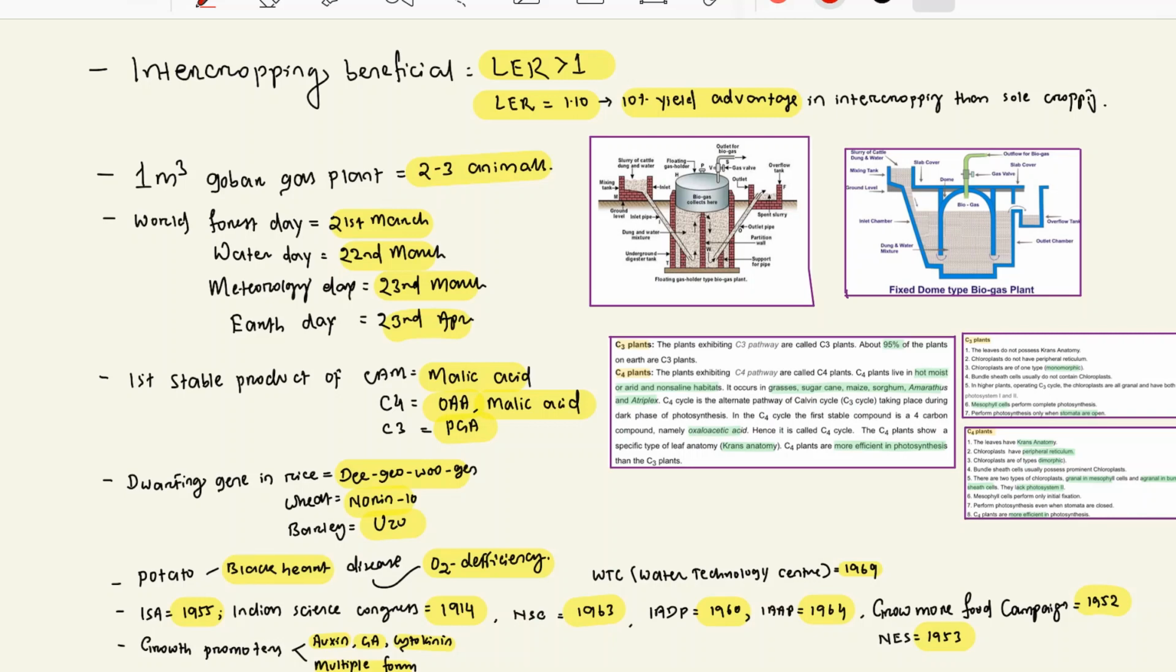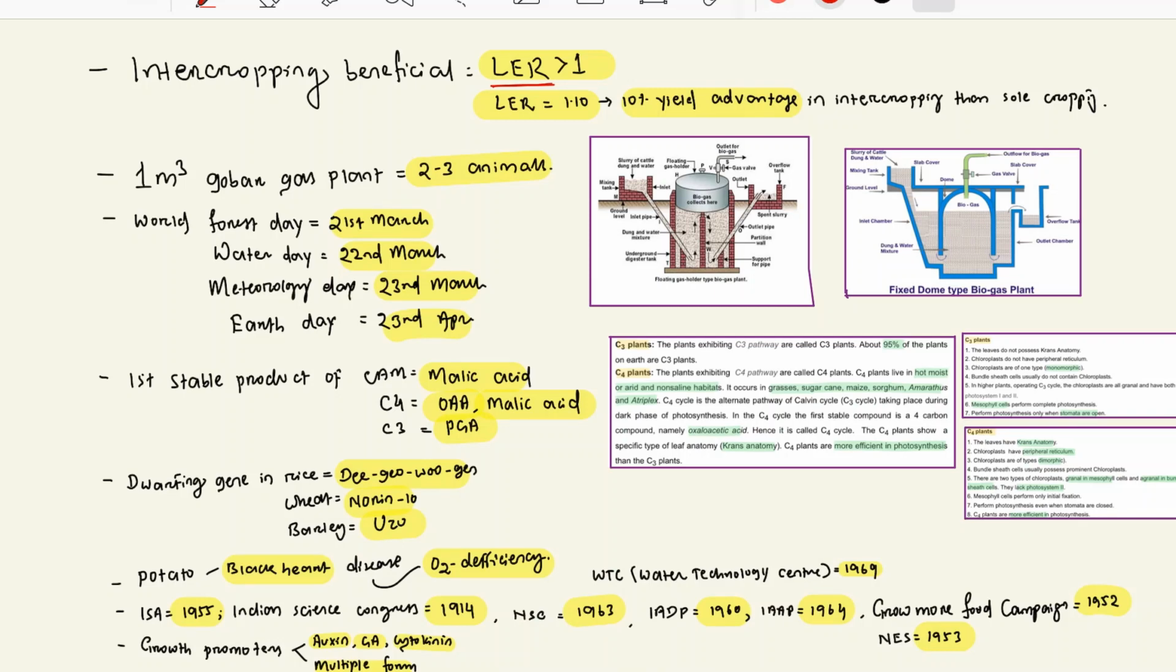Intercropping is beneficial when the land equivalent ratio, LER, is favorable. Land equivalent ratio is defined as the yield of crop A in intercrop, divided by the yield of A as sole crop, plus the yield of B as intercrop divided by the yield of B as sole crop. If this value is greater than 1, then we must say that intercrop is beneficial and we recommend that you should go for intercropping.